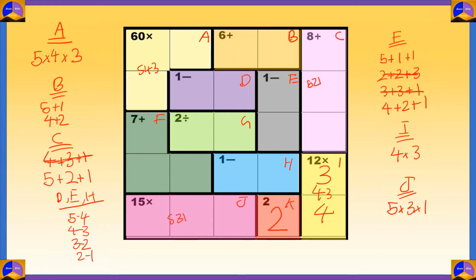Now let's look at 5 plus 1 plus 1. 1 cannot be repeated in the same row or column, so 1 will be over here, 1 will be over here, and 5 over here. Now, let's look at this row. 1 and 5 will come over here if we use this option, and 3 over here. So the remaining numbers would be 2 and 4. But 4 minus 2 or 2 minus 4 is not equal to 1. So we can also eliminate this option.